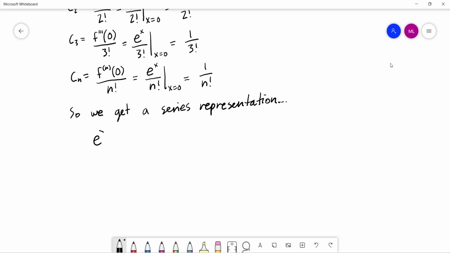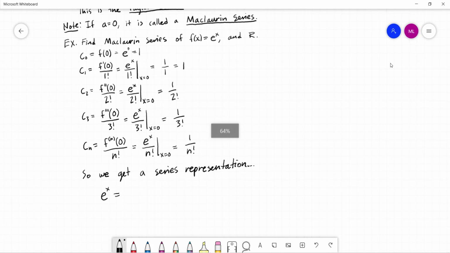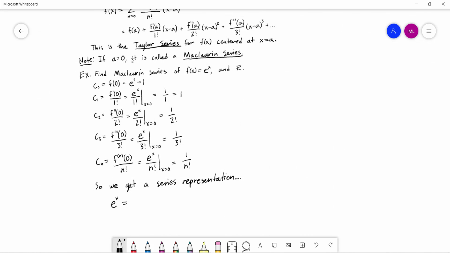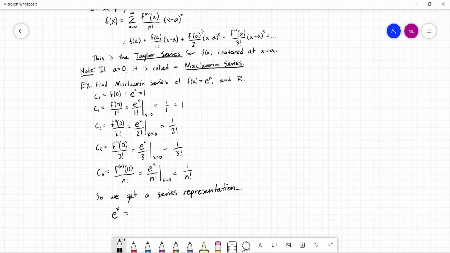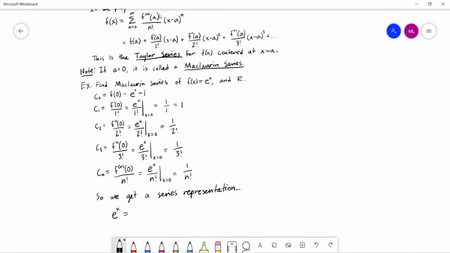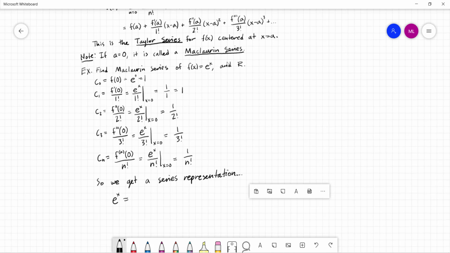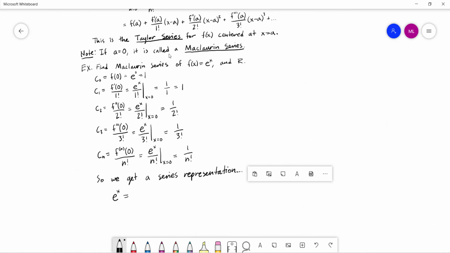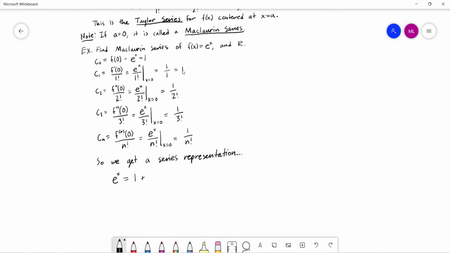Our e to the x, which is our original function f, looks like, let me zoom out so we can see this all on the screen at once. There we go. So here's the generic formulation of it, and here are all the individual terms. Let's write them both out. The first one is just f of a, that was the 1 that we found. That's our C0. Plus C1 times x minus a. So C1 was 1. x minus a, what is our a? a is 0 in this case. We're finding it centered at 0.